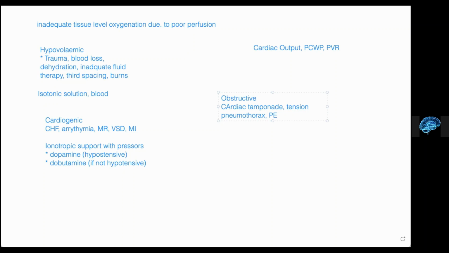Okay, so management for obstructive shock is, again, you treat the underlying cause. For cardiac tamponade, you go through pericardiocentesis. If you have tension pneumothorax, you have decompression of the pneumothorax through either needle decompression or inserting a chest drain. And in terms of massive pulmonary embolism, you give thrombolysis if the time is indicated.